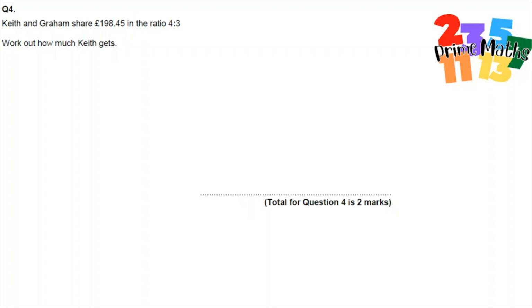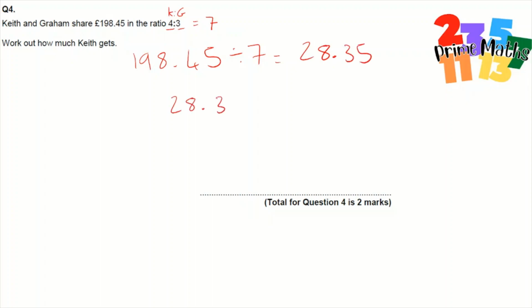Question 4 is a ratio question. Keith and Graham are sharing some money in the ratio 4 to 3, meaning that Keith gets 4 parts, Graham gets 3 parts. In total, that's 7 parts that they're sharing this money into. So we do 198.45 divided by 7, and this means that each part is worth £28.35. As Keith gets 4 parts, we do £28.35 multiplied by 4, and this gives us £113.40. So in total, Keith gets £113.40.